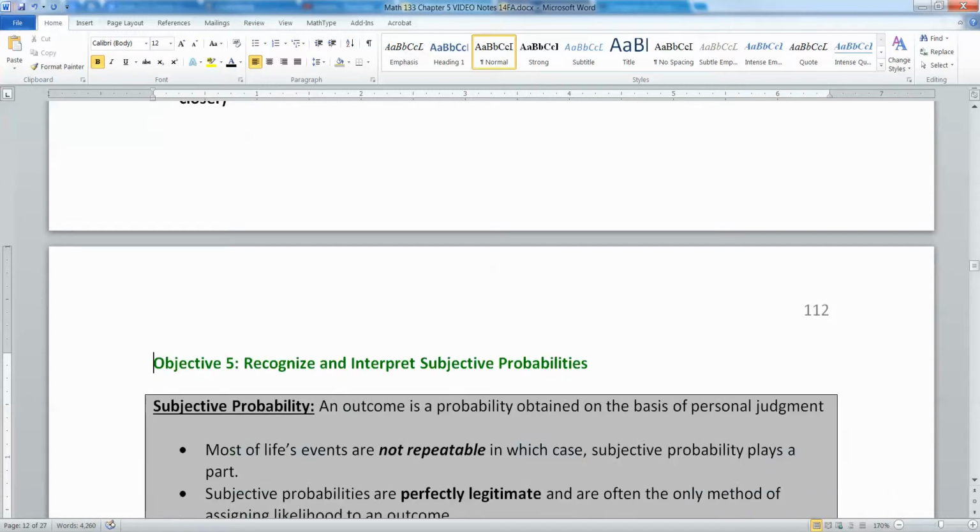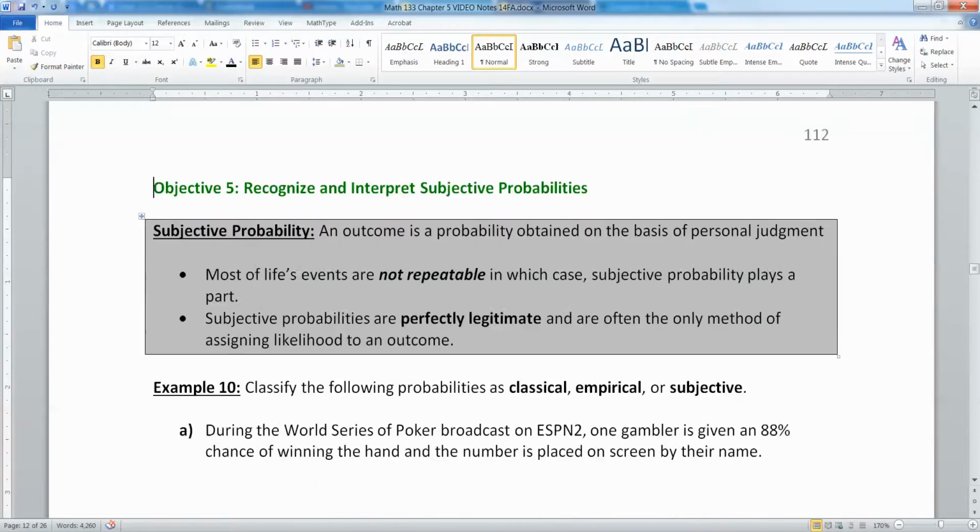Now, there is one last kind of probability to talk about that doesn't really take any time at all, and that's the subjective probability. Subjective probability is a probability that is obtained by using personal judgment. Most of life's events are not repeatable, in which case the subjective probability plays a part.